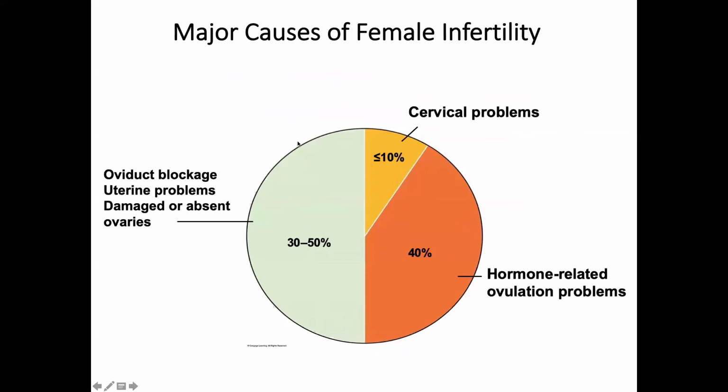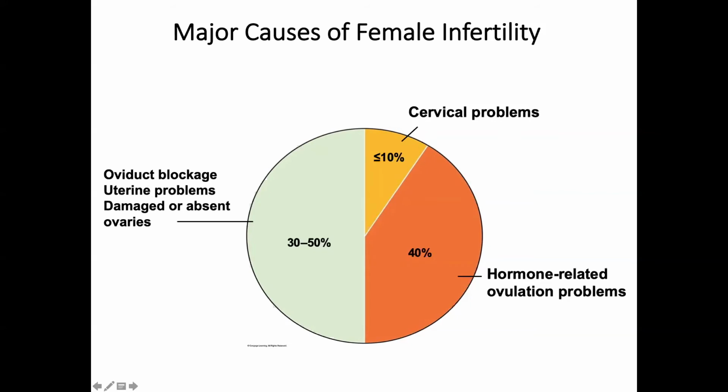This slide shows you the major causes of female infertility. Although the oogenesis is rather complicated, the major causes of female infertility are quite simple. So the main cause is the abnormal structure of the reproductive organs, such as oviduct, uterine, and ovaries.